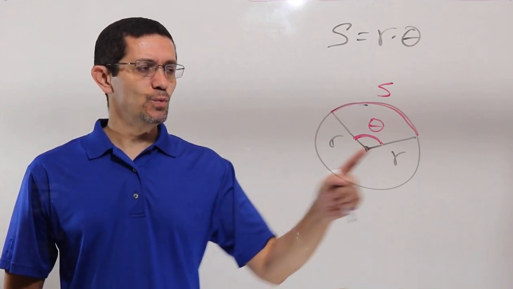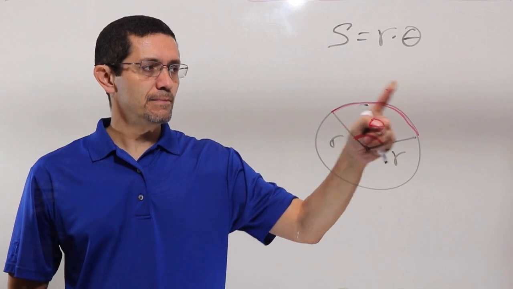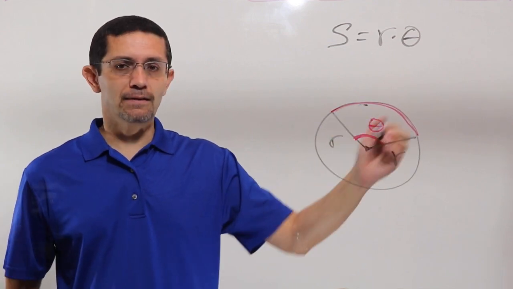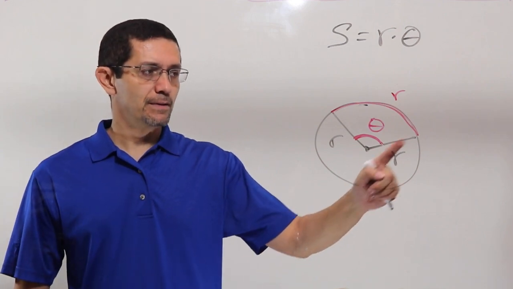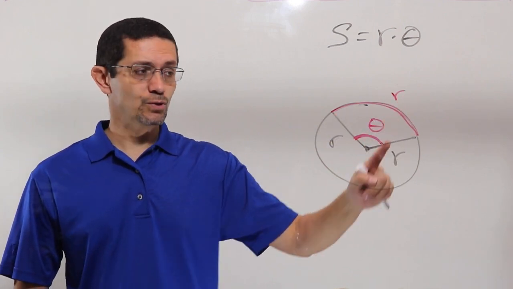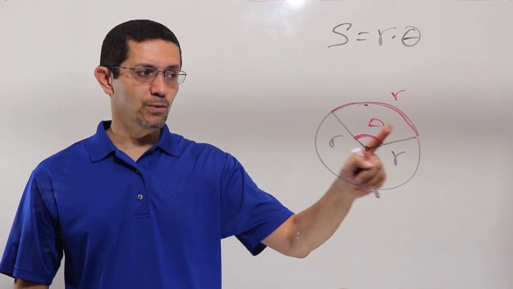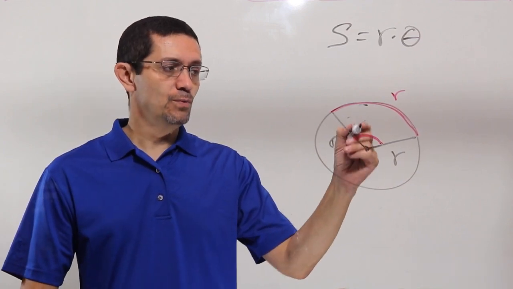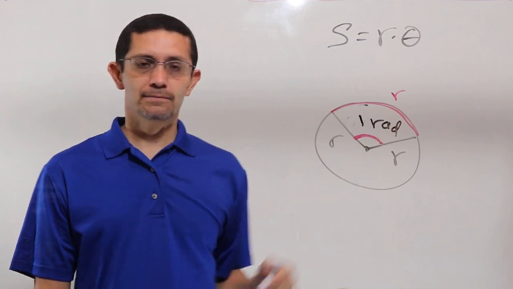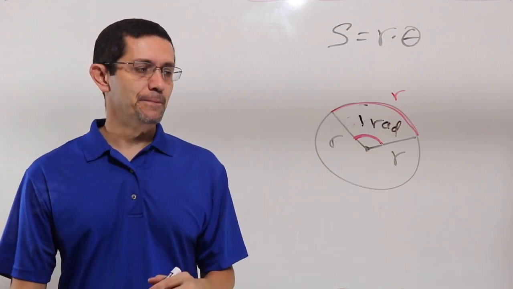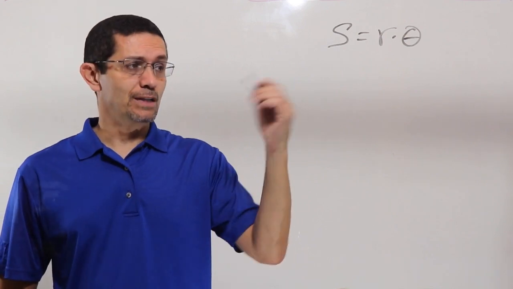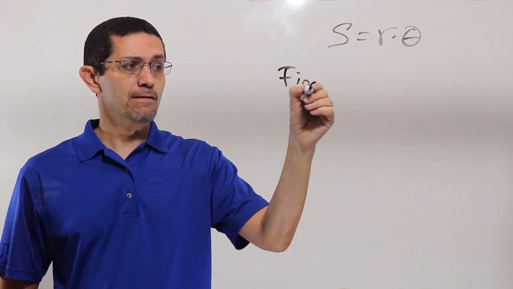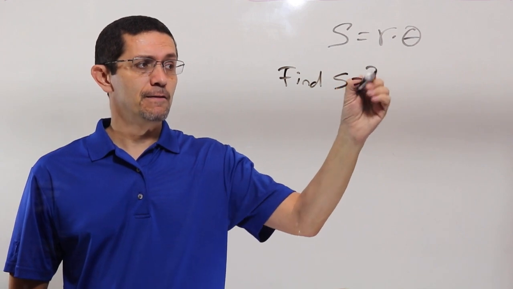Now let's do one basic one. Let's pretend that this arc length is the same as the radius. If the radius and the arc length are the same, then my central angle is equal to 1 radian. All right, that's basic. Now let's play with this. Let's find the arc length on our first example. In my case, find S.